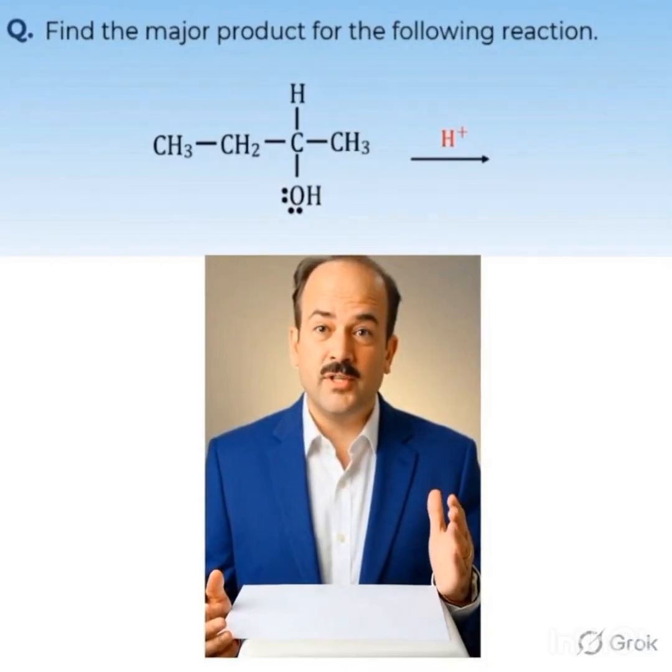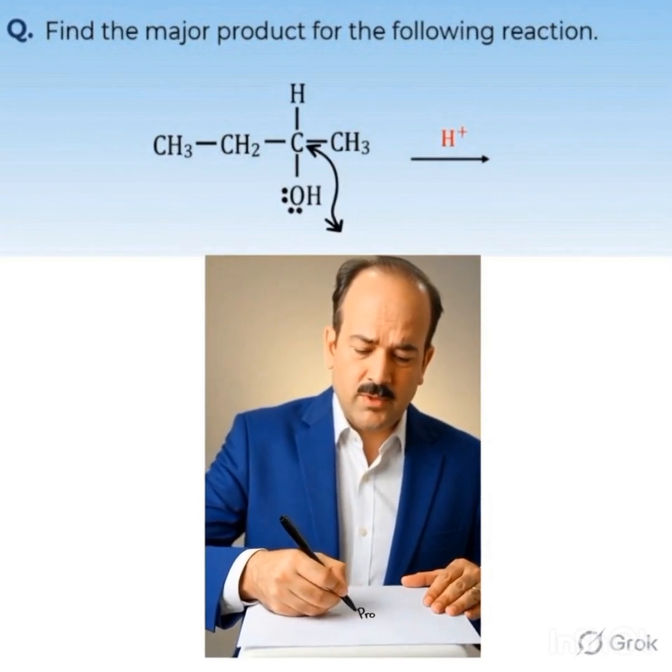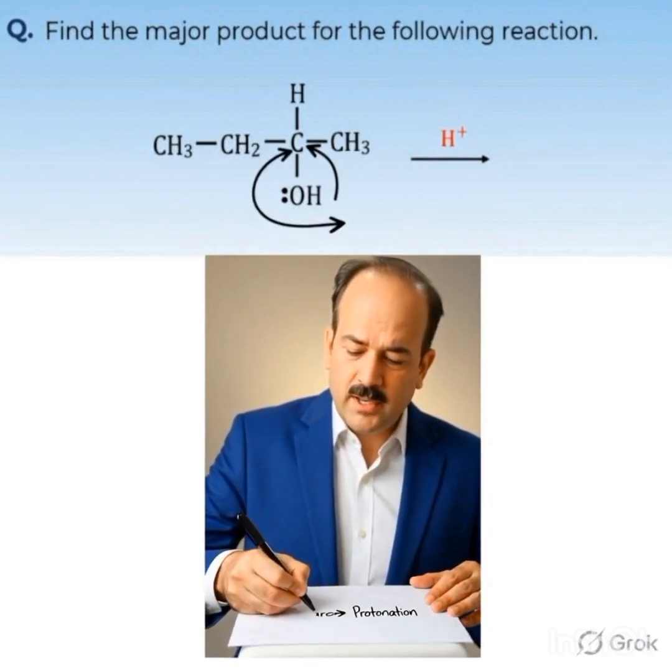Find the major product for the following reaction. First, the alcohol is protonated by the acid. This forms an unstable oxonium ion. Then water leaves, creating a carbocation ion.